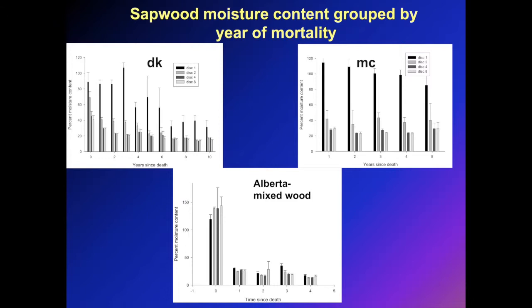and more on that later. In Alberta, we saw a very similar response, except this is in the mixed wood samples. I've got the foothills in the next slide. That even that first disc dropped down in moisture content very, very quickly.